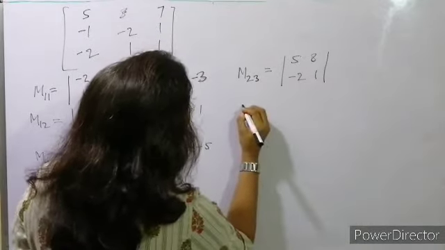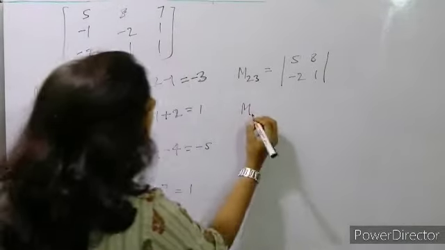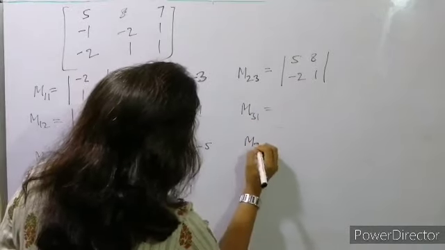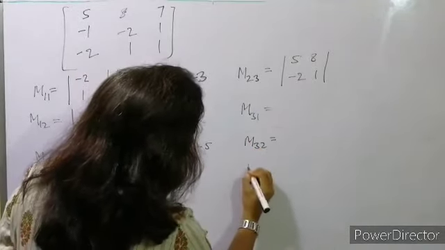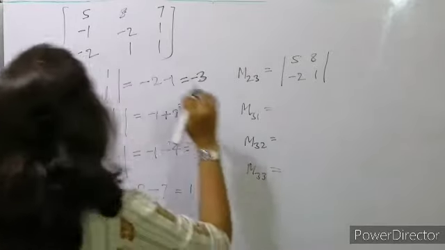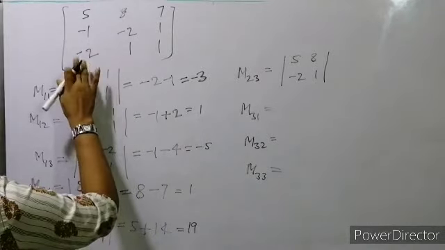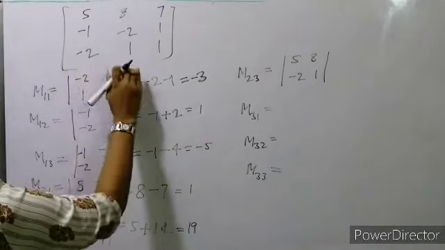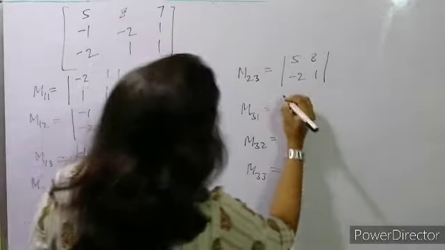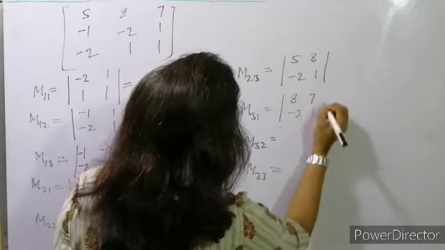Okay, now M31, M32 and M33. M31 means this one. When we hide the third row and first column, what is left behind? 8 7 minus 2 and 1.